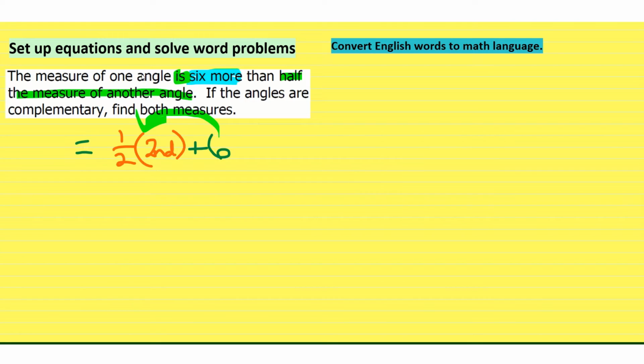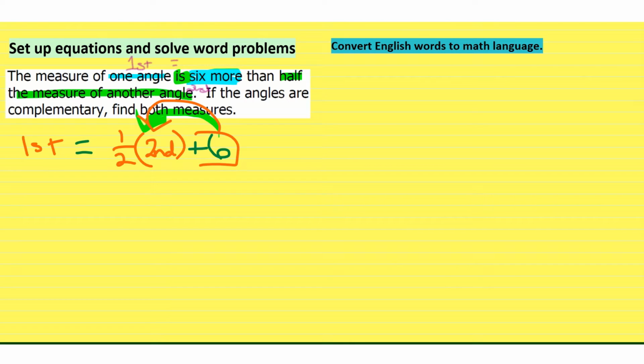And of course, at the very beginning is the word one angle. One angle equals. So it's like the first, and we'll call this the first angle. The first angle equals, and of course over here is going to be that second angle. So down here in my equation, I'm going to say the first angle is equal to half of the second angle plus 6, because it's 6 more than half of the second one.